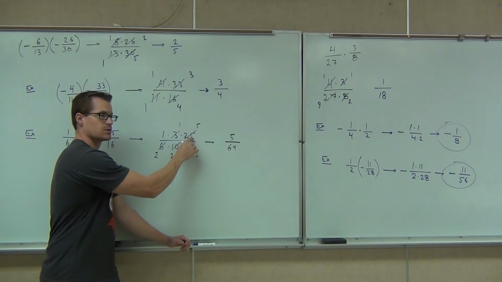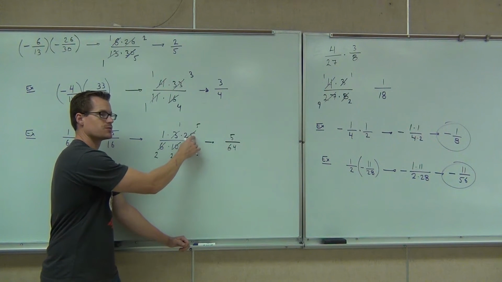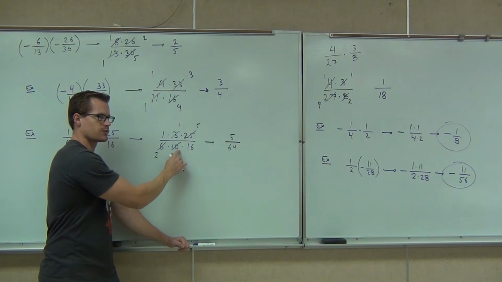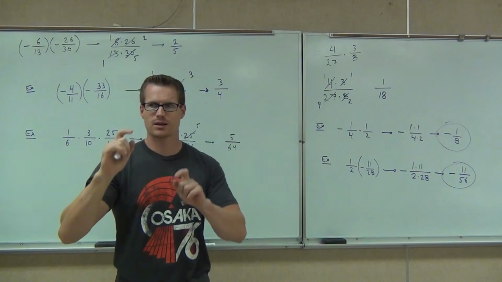Well, 5 goes into both 25 and 10. So we're saying, what's 25 divided by 5? What's 10 divided by 5? And that's where we're getting those numbers. So we're dividing piece by piece. Little by little, we're dividing those.